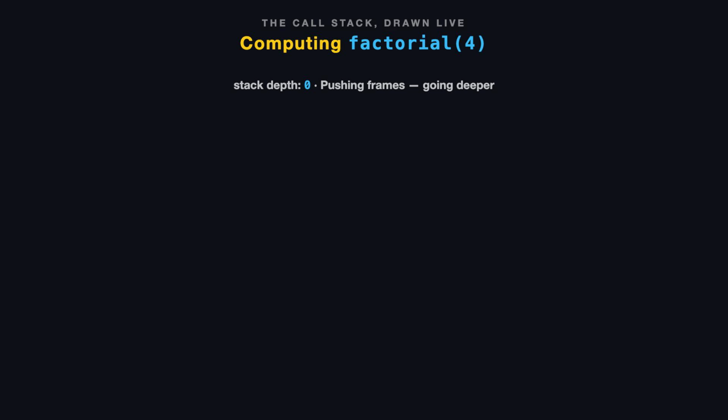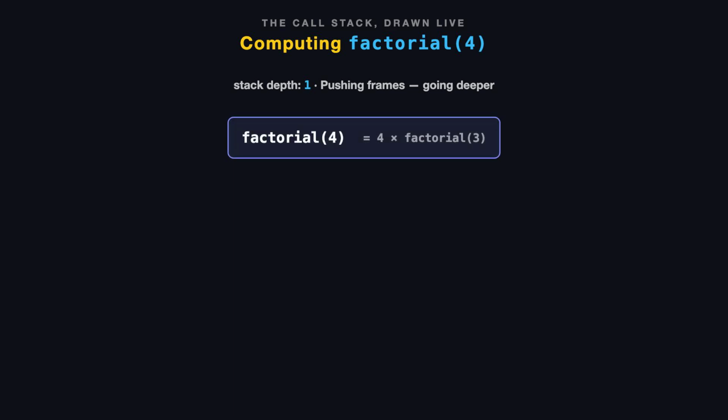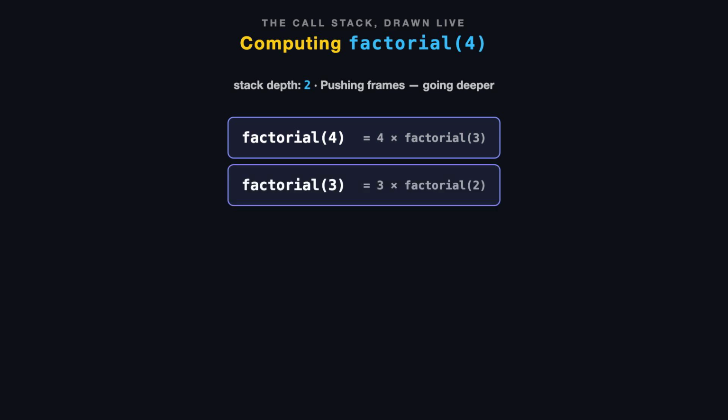Now the part that makes it click. The call stack, drawn live. This is the whole idea. We are going to compute factorial of 4. Think of the stack as a pile of sticky notes. Every time a function calls another, we drop a new note on top. That note is a stack frame. It holds the paused call, waiting for its answer. We start. Factorial of 4 wants 4 times factorial of 3. But it does not know factorial of 3 yet. So it pauses, and calls it.